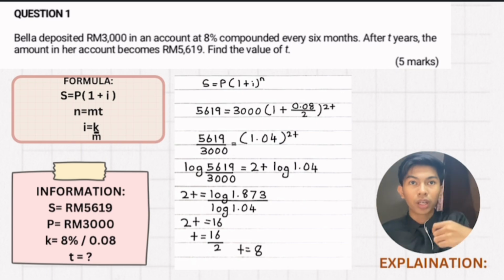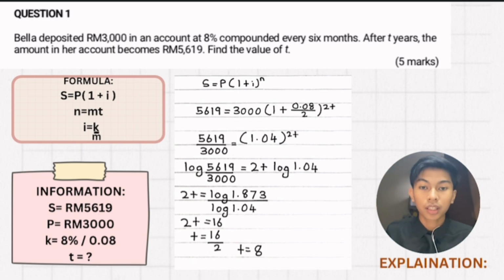Part A, question 1. Bella deposits 3,000, which is P, in an account at 8%, which is K, compounded every 6 months, which is M. After 3 years, the amount in her account becomes 5,619, which is S. Find the value of T.